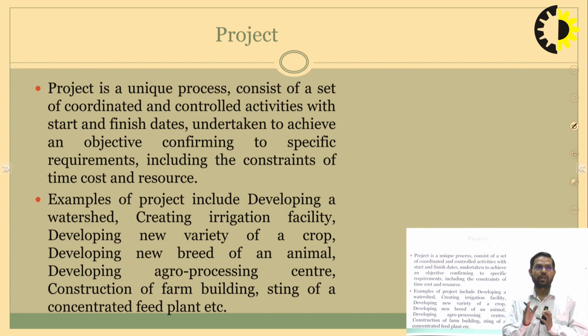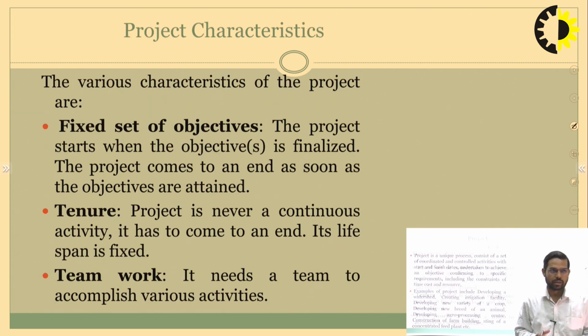Every person has a project in any business. It consists of a set of coordinated and controlled activities with start and finish dates, undertaken to achieve an objective conforming to specific requirements, including the constraints of time, cost and resources. Examples of projects include developing a watershed, creating an irrigation facility, developing a new variety of crop, developing a new breed of animal, developing an agro-business center, construction of home buildings, and setting up concentrate feed plants.